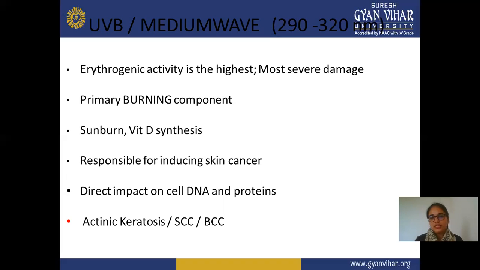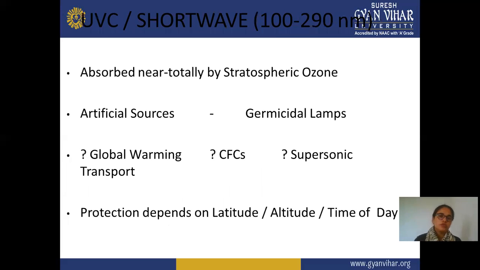It has a direct impact on cell DNA and protein. It directly affects the DNA as well as cell protein, and actinic keratosis, SCC and BCC are the problems that may be observed due to this UVB medium wavelength. More severe is skin cancer, and it also damages cell DNA and proteins. Next is UVC, or you can say short wavelength. Out of these three, it is the shortest.